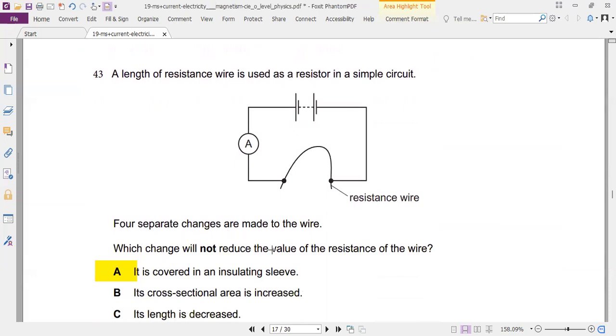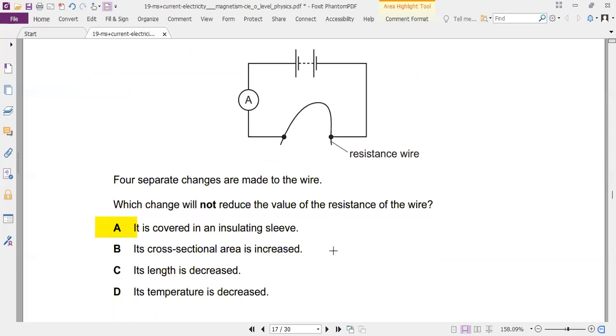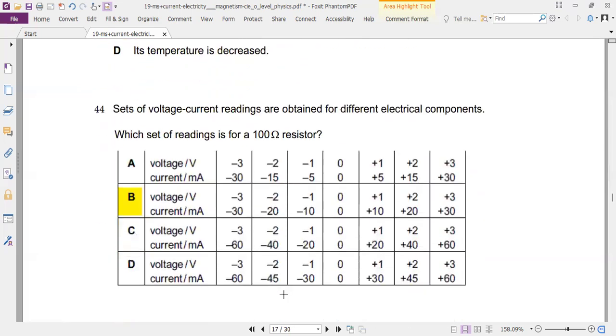Which change will not reduce the value? If you cover it in insulating wire, it doesn't have anything to do with the resistance. If you increase the cross section, its resistance will be half. If length is decreased, resistance will decrease. If temperature decreases, resistance will also decrease. Well, whichever current and voltage, divide the voltage by current gives you 100 ohms. That will be the choice.